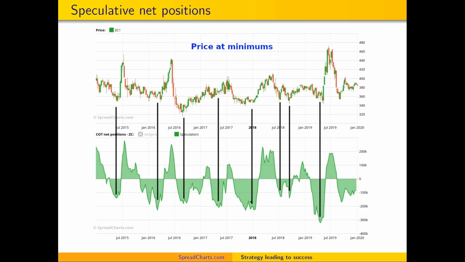It is clear that minimums in COT net positions correspond to the local minimum in price. When the speculative net positions turned up, a rally in price usually followed. So it's pretty clear the speculative net positions correlate positively with the price. Why is that? As we mentioned, the large speculators behave like trend followers.